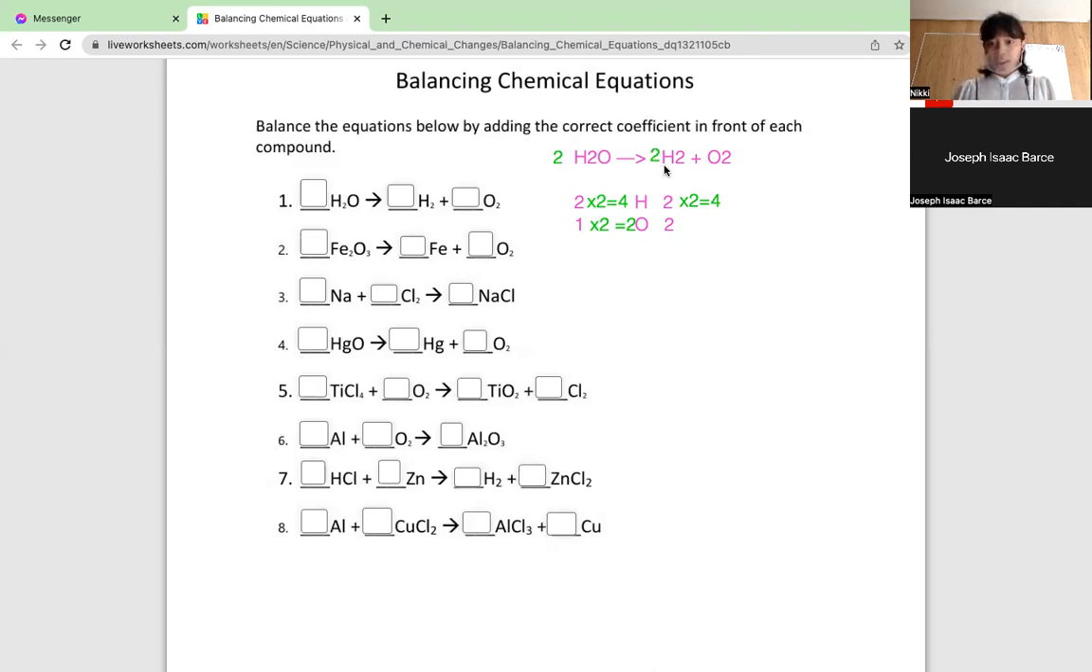2H2O, 2 H2, 1 O2. So, yung magiging final answer mo dapat is like this. 2, tapos magkakaroon ka ng dalawang H2, tapos isang oxygen. Pero hindi mo na kailangan lagyan ng number pag O2 kasi hindi mo na kailangan lagyan ng number 1. Understand? Is this clear? Yes. Okay, now, let's do number 2.